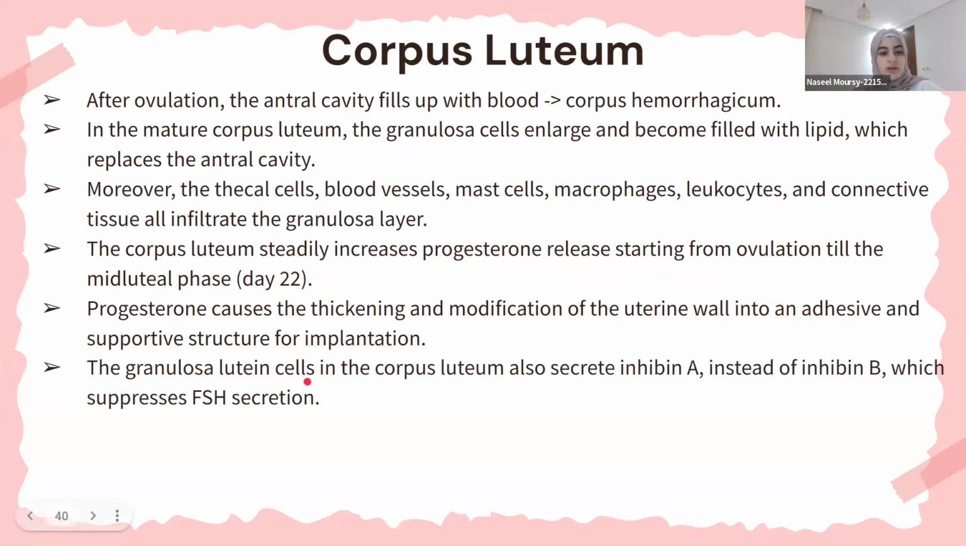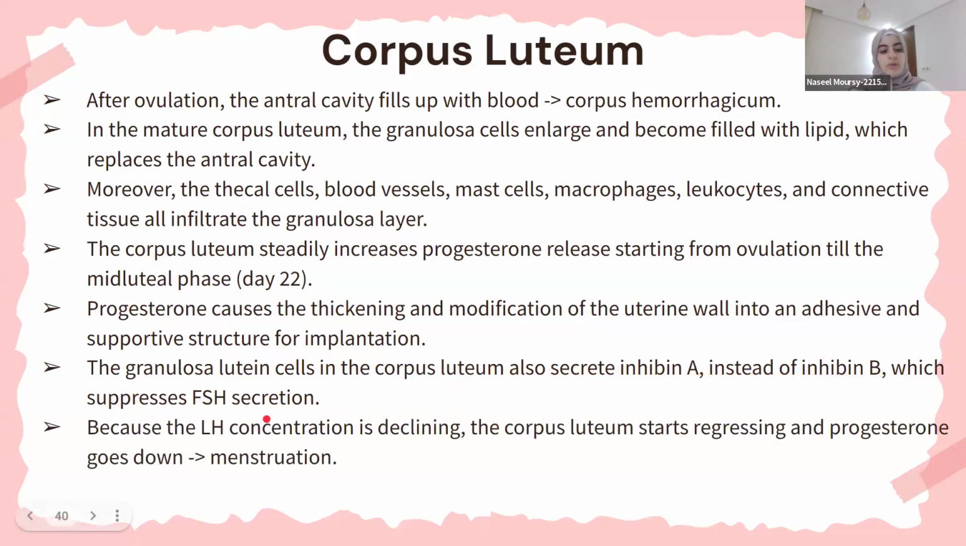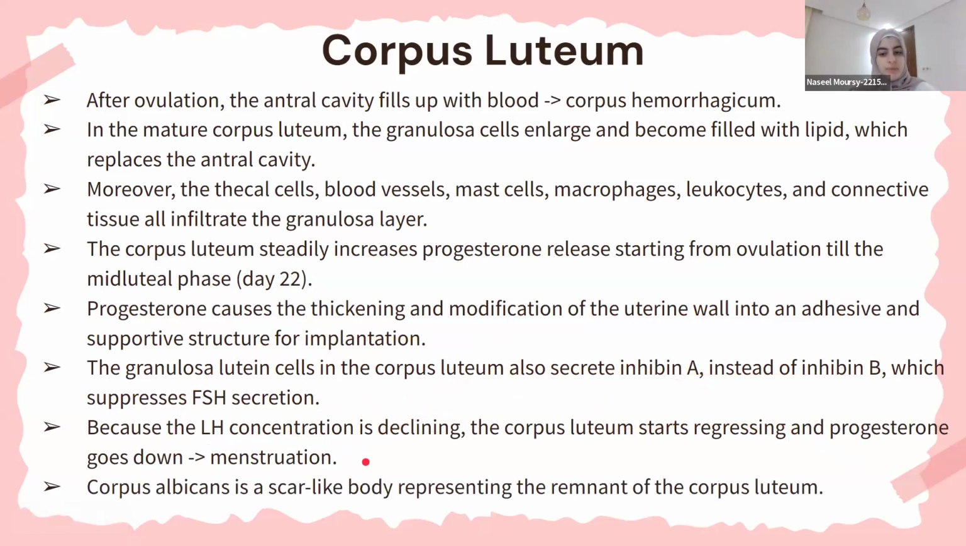Now, the granulosa lutein cells, and we call them lutein cells now because they're in the corpus luteum, they also secrete inhibin A instead of inhibin B. So remember, we said we have the switch from inhibin B to A, and inhibin A suppresses FSH and LH secretion. Because the LH concentration is declining, the corpus luteum starts regressing and progesterone goes down, and then you get menstruation. So we've repeated this concept multiple times.